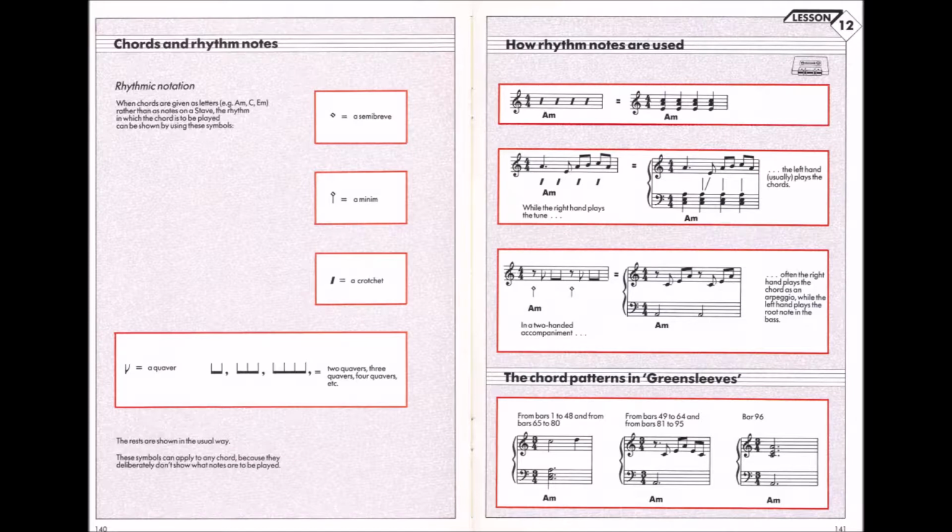To the right is the same music written conventionally. As you can see, the left hand plays the minims, picking out the root note of the A minor chord, while the right hand plays the whole chord, C, E and A, in the form of 3 quaver arpeggios.